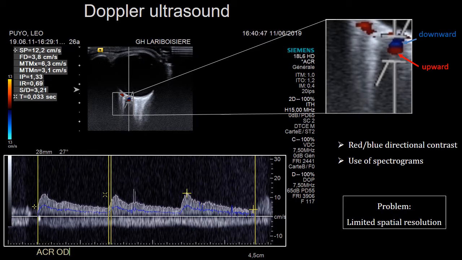All right, so the limitation for ophthalmology of Doppler ultrasound is that the spatial resolution is very limited. Here you cannot make the distinction between the arterial and venous flow. So it's assumed that the upward positive flow is the arterial flow and the downward flow is the venous flow. But what happens then in the case of blood flow reversal?